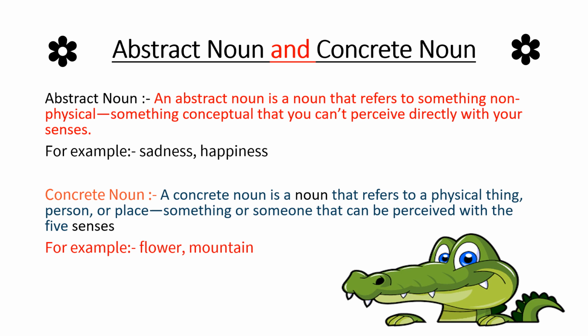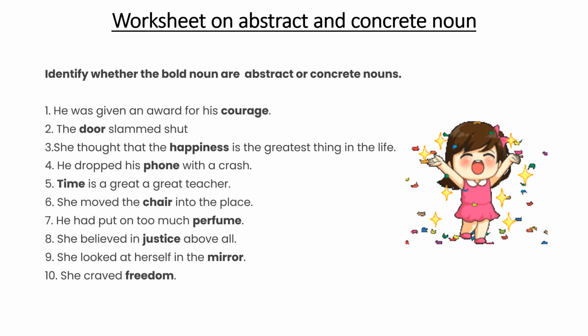Like flowers, we can smell them. Mountain, we can see them. So these are called concrete nouns. Now there are some sentences given. We have to tell whether the bold words are abstract or concrete nouns. He was given an award for his courage. Okay, courage. Now you can't perceive courage with your five senses, so it's an abstract noun. A is for abstract noun.